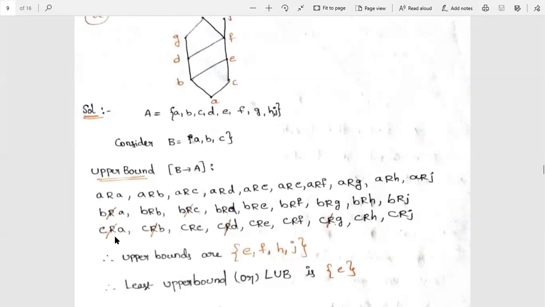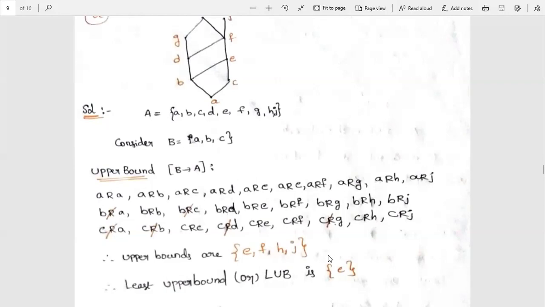And J is also related to A, B, C. So A is related to J, B is related to J, C is related to J. Okay. So the upper bounds of the given set are E, F, H, J.